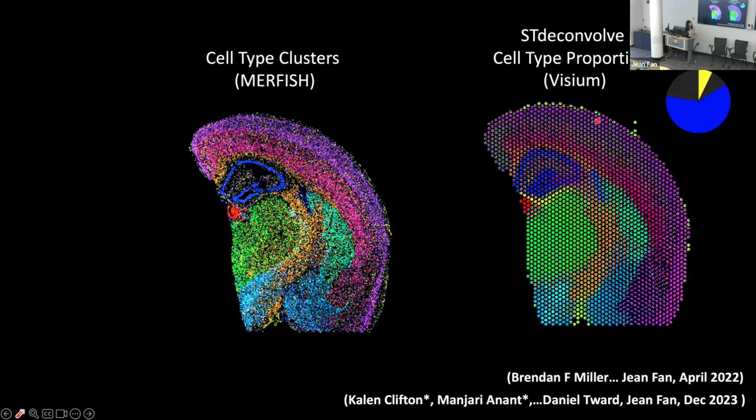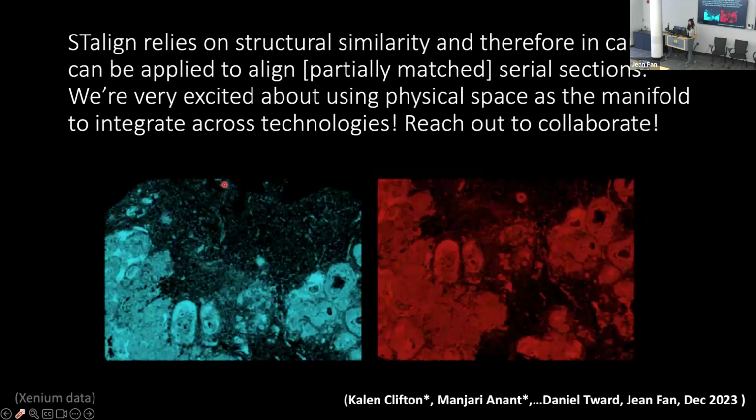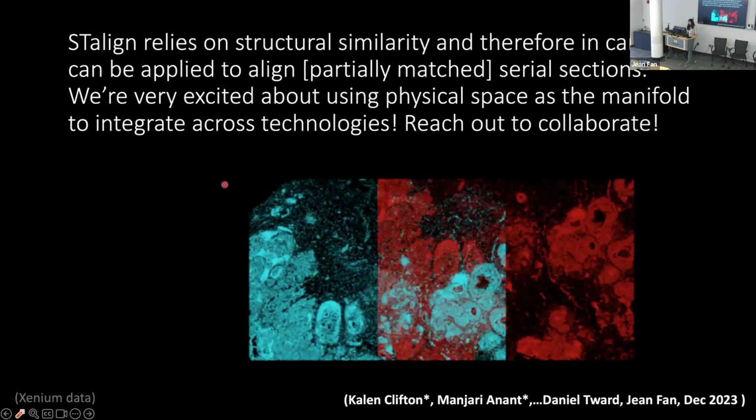And we can perform deconvolution analysis on the Visium spots, in this case using our tool STdeconvolve, where now we've represented each spot as this pie chart, which visualizes the deconvolved proportions of each cell type. But I hope you can appreciate visually, we can now begin quantifying and comparing, let's say, at this spot, what is the proportion of a particular cell type? Is that consistent with what we see in the MERFISH? And vice versa.